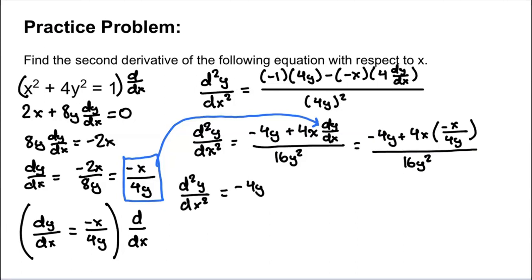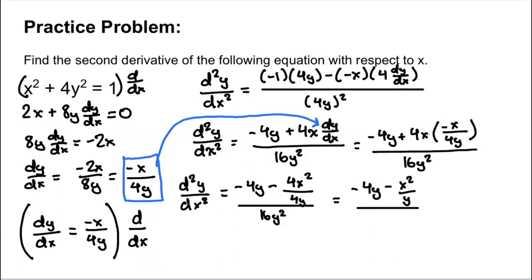minus 4x squared over 4y all over 16y squared. This is a very tedious problem just because, and this happens with most second derivatives. This is going to be x squared over y over 16y squared.